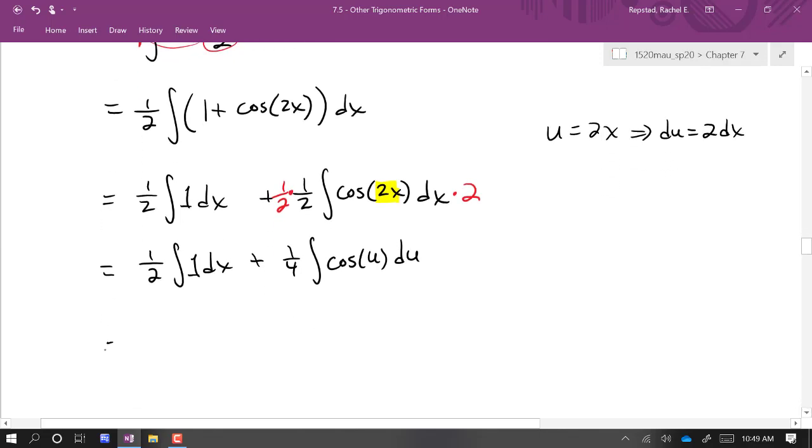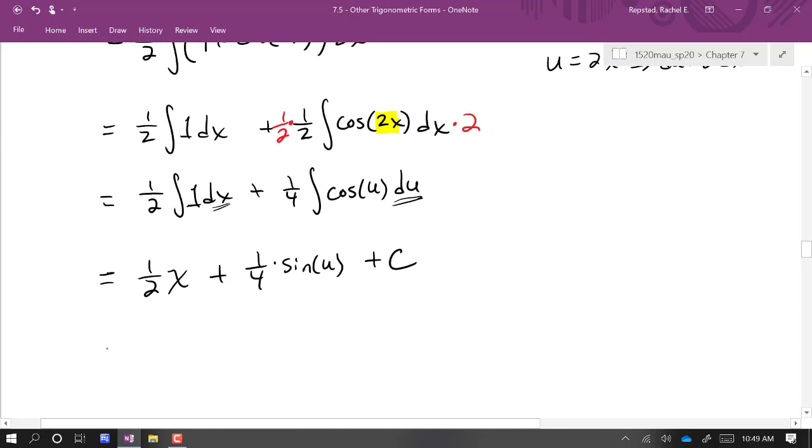Now we know how to do both of these integrals, so let's go ahead and integrate. The function whose derivative is equal to 1 is just x. We're integrating with respect to x here, so we're going to get an x expression. And the function of u, because we're integrating with respect to u, that has a derivative equal to cosine, the integral of cosine is sine. So we get sine u, and then plus a constant. Now I'm going to just put the 2x back in for u. We get 1/2 x plus 1/4 times sine of 2x plus a constant.